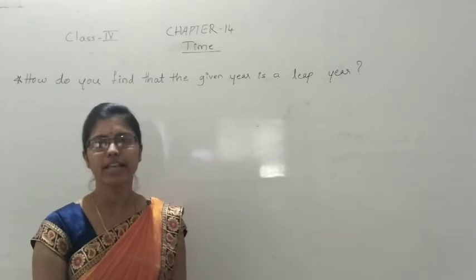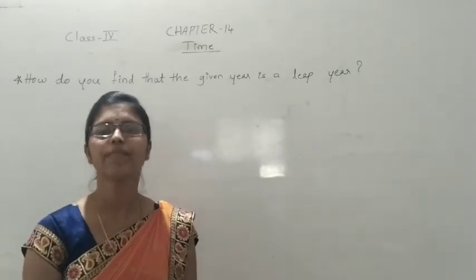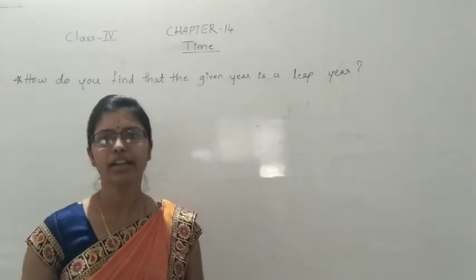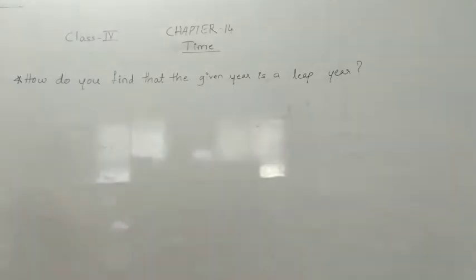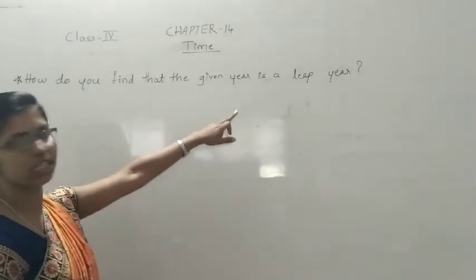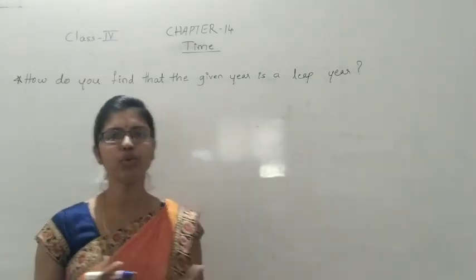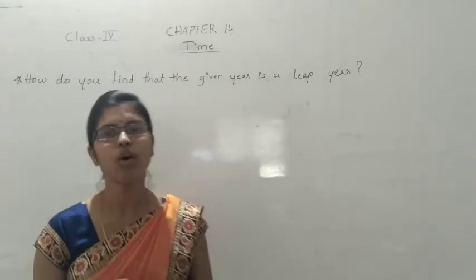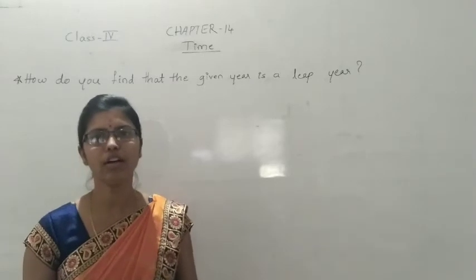Dear students, in the previous class, you all learned about the names of the months and the names of the days. And also you learned about leap year. Leap year means in that year, the month of February has 29 days. Yes or no? So how do you find whether a given year is a leap year? If any year is given, how do you know if it is a leap year or not? Because we already know it comes once after 4 years.